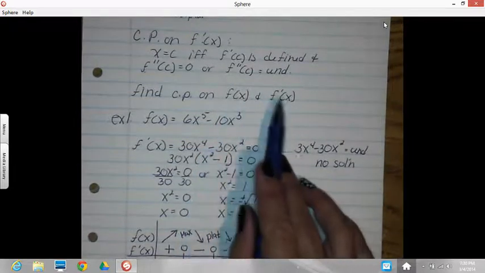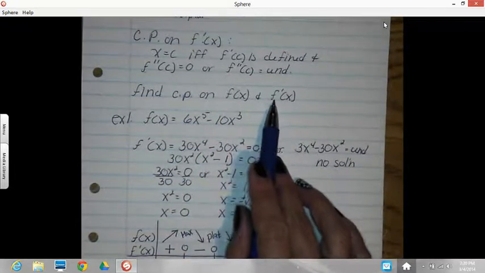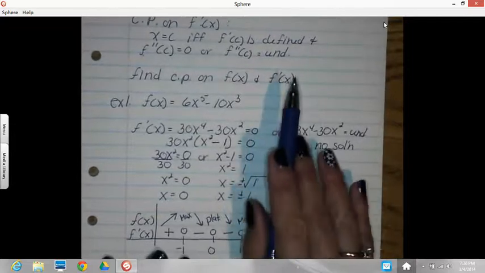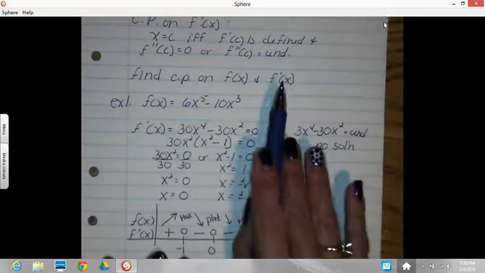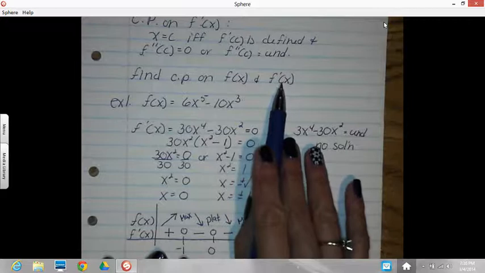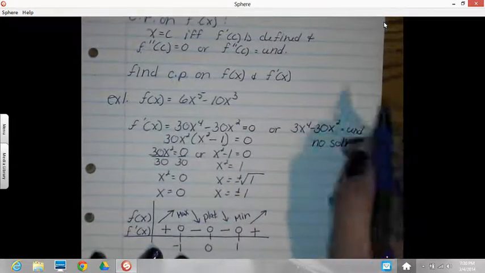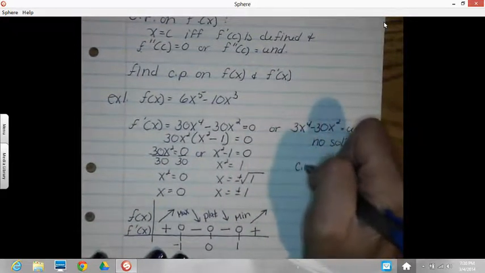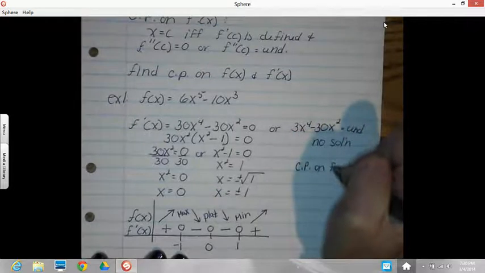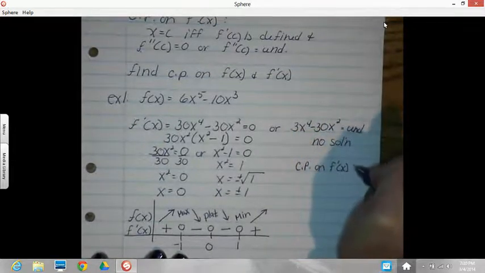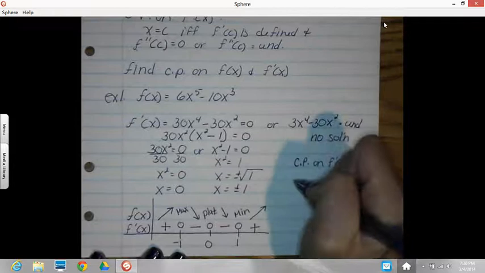They also want me to find the critical points on the first derivative. Well, again, I've got to check the second derivative to find critical points on this one. So I'm going to try and squeeze that in here. I'll go critical points on f prime of x. Do that work right here. So I want the second derivative.